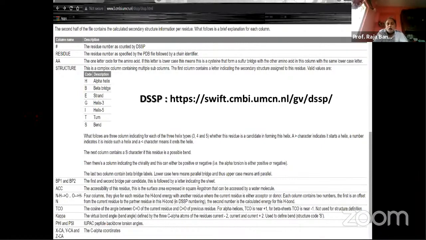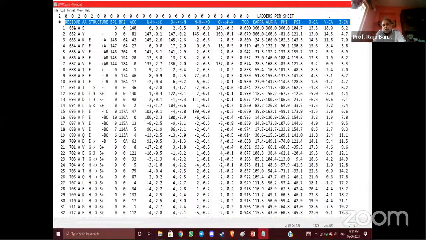Whereas in case of the DSSP, you will find this: 1, 2, 3, 4, the serial number 681. 681 means the residue number. This is the chain A. The amino acid is S, meaning serine. Its structure is not there. But if you go to 683, this is lysine and it's an E.